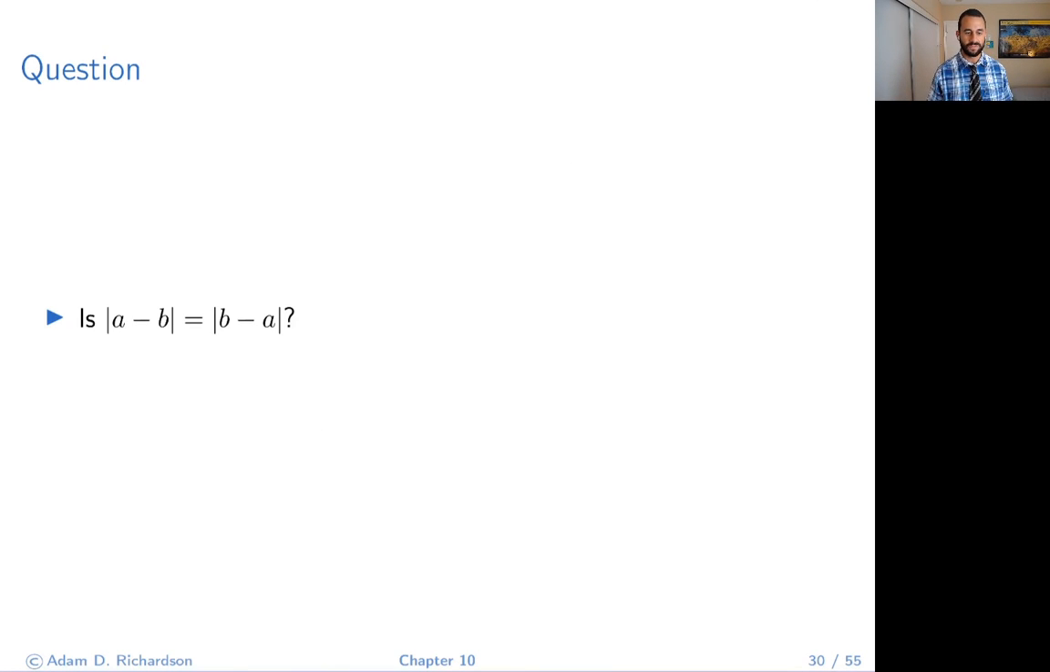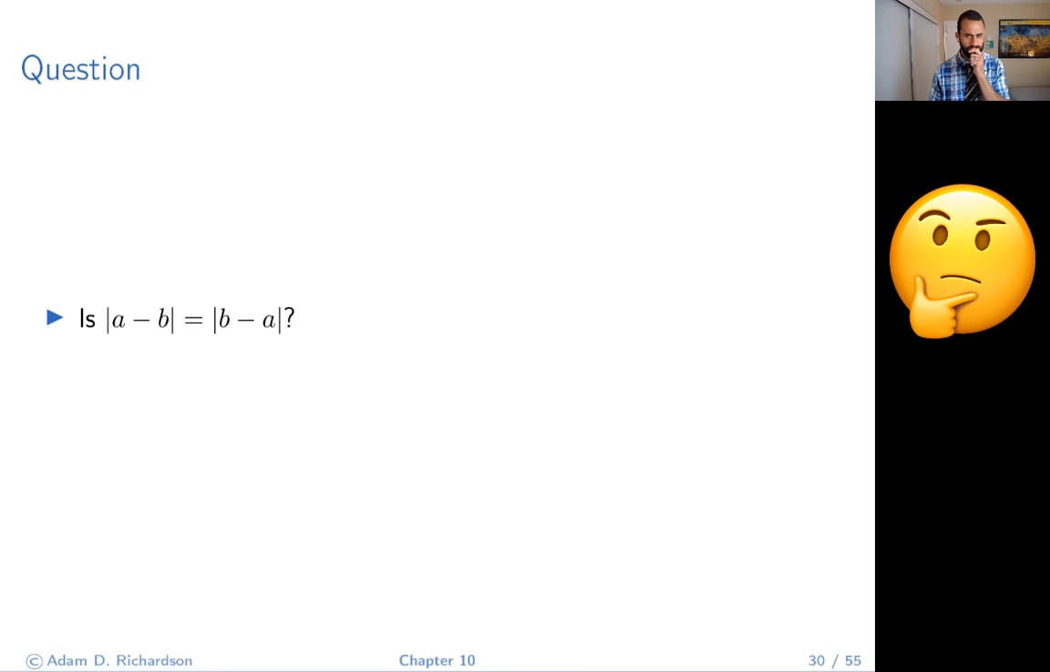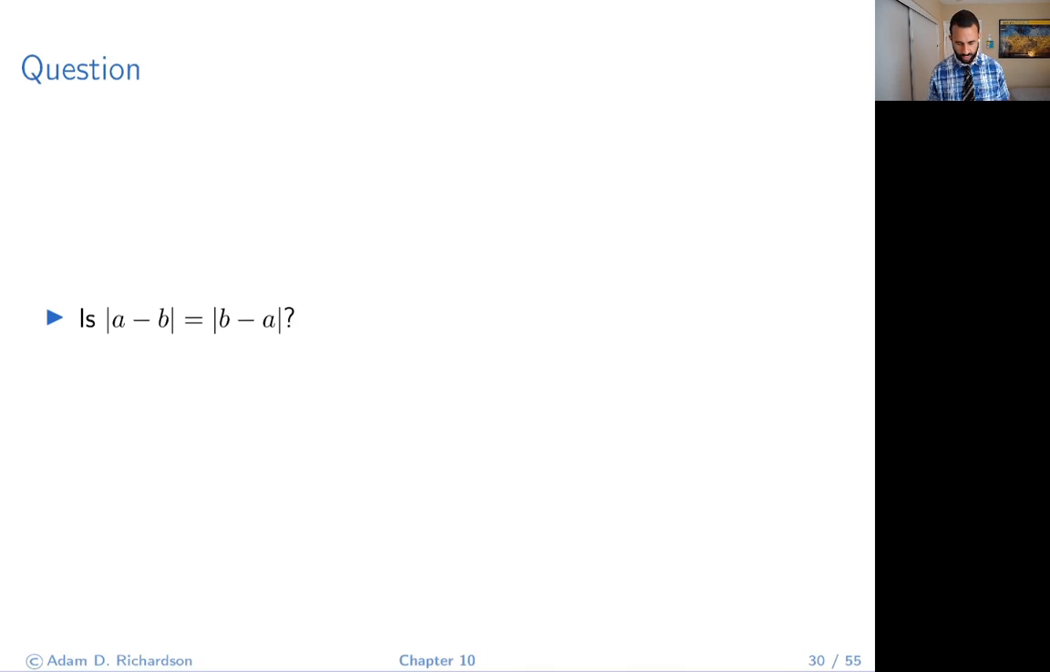Here's a question. I want you to think about this for a moment. Is the absolute value of a minus b the same as the absolute value of b minus a? What do you think? Well, what is this? That's the distance between a and b. And what is that? That's the distance between b and a. Is the distance between a and b the same as the distance between b and a on the number line? Yes, it absolutely is.